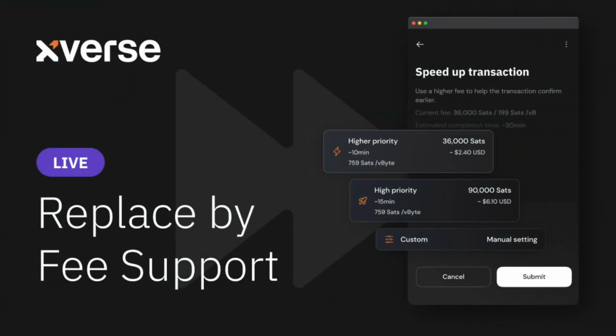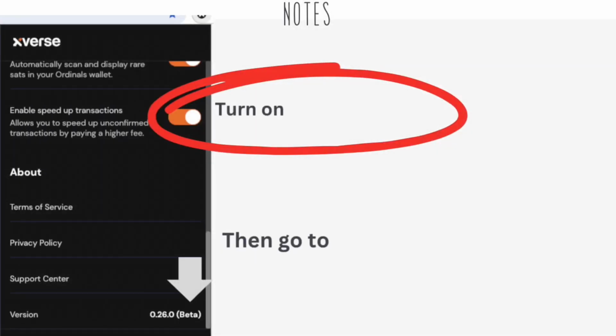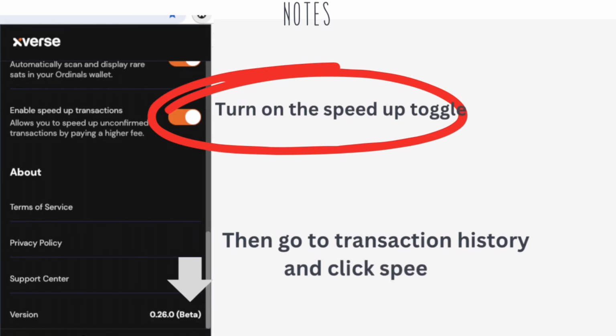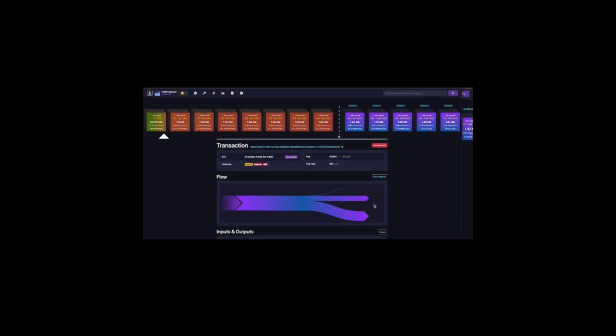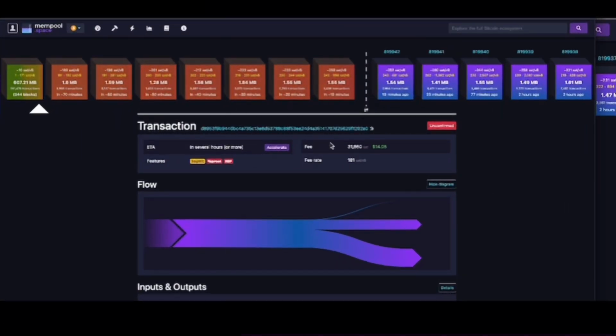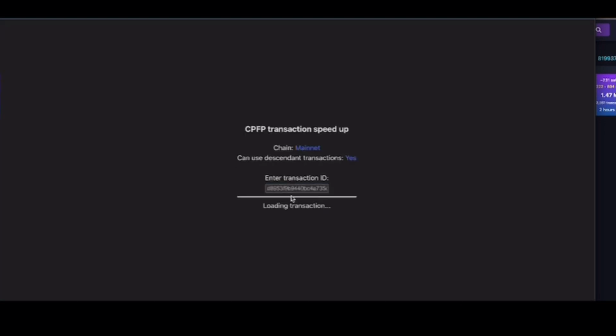And experts just introduced this in wallets. Just upgrade to 26.0, turn on speed up in settings, and you'll be able to access this. Leather Wallet already has it, and you can also utilize CPFP as we were shown during the FOMOji 2.0 mint. Here's a look at the video that was shared then.